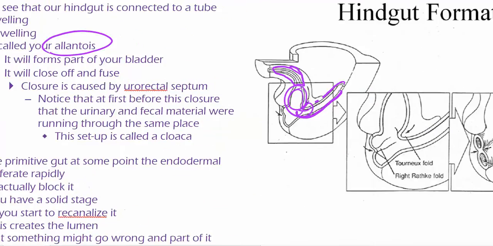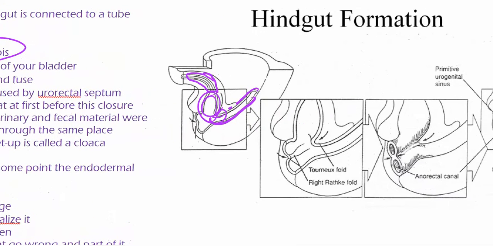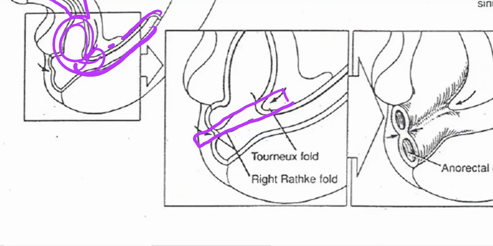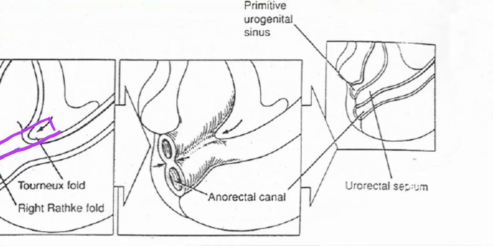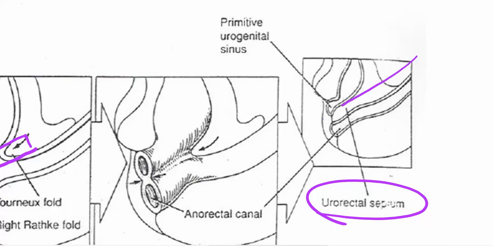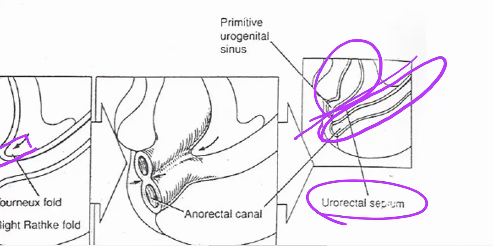So what happens is that they're actually going to close off. You're going to get this kind of separation here. See it? You get a separation here, right? And that separation is brought about by your urorectal septum. And so now you've separated the hindgut from your urinary system by the urorectal septum.